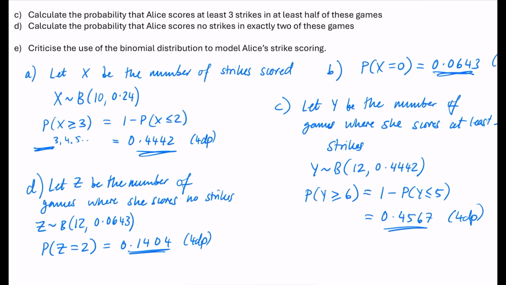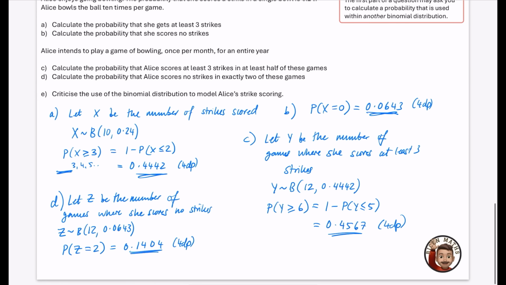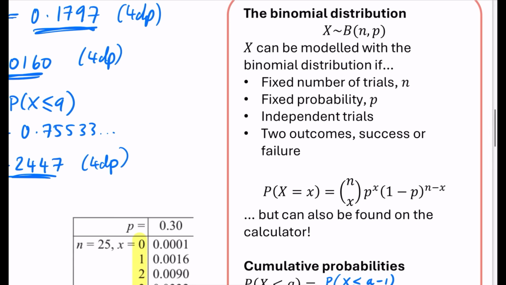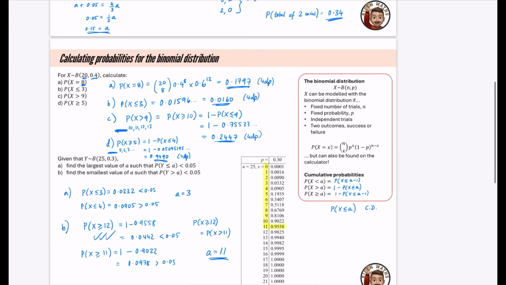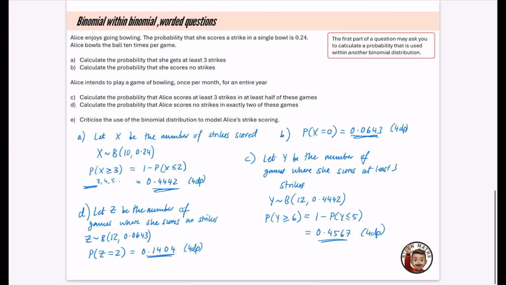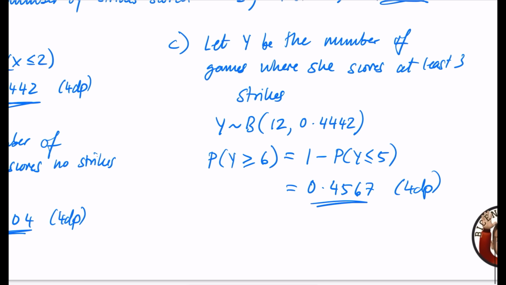And then to finish off, it says criticize the use of the binomial distribution to model Alice's strike scoring. Well, we need to criticize one of these things that we've got: fixed trials, fixed probability, independent trials, 2 outcomes, success or failure. So there are a fixed number of trials. We can't criticize that. There are 2 outcomes, success or failure. We've been told that the probability is fixed. So usually it's going to be something to do with independence. It is unlikely that the balls that she throws are going to be independent. Maybe if she does well in one of the throws, it might influence how well she does in the next one.